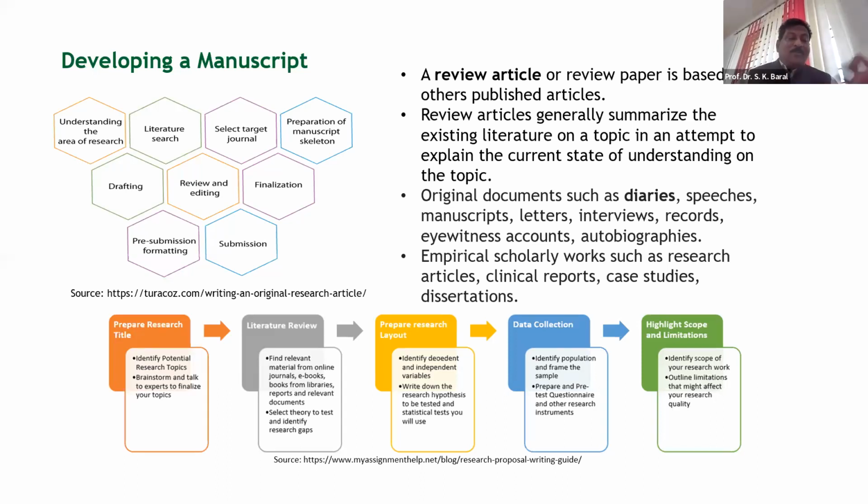And with this, I have to tell you, when you are going to prepare your research title, you have to identify the potential topics, because brainstorming and talking with experts, maybe your teacher, your professor, or your seniors, will help. If you ask and interact about the potential research topics, certainly brainstorming will happen, and that will help you to finalize the topic. Then you have to go for a literature review, as I told you, because a literature review always gives you selective theory to test and identify the problems. Whatever has been done earlier will help you to enrich your knowledge.